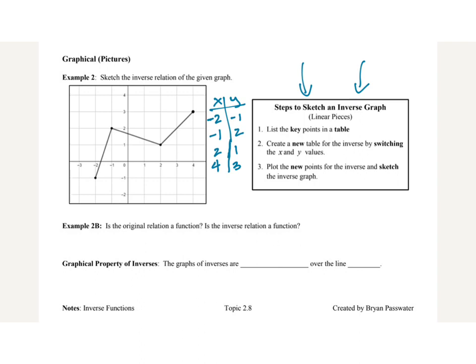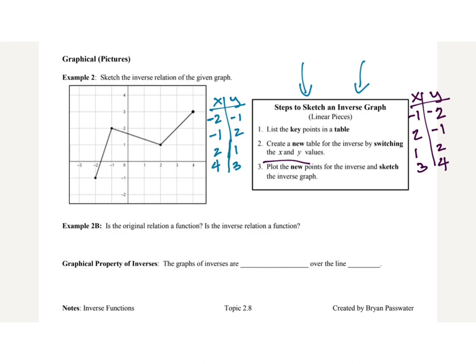If we're supposed to graph an inverse function, all we have to do is switch those values. So for my inverse function, instead of negative 2, negative 1, I'm going to have negative 1, negative 2. I keep saying inverse function. That's not guaranteed. For the inverse relation, that would be more technically correct. Create a new table for the inverse by switching the x and y values. And then, what do you think comes next? Plot your new points. So we've got negative 1 comma negative 2.